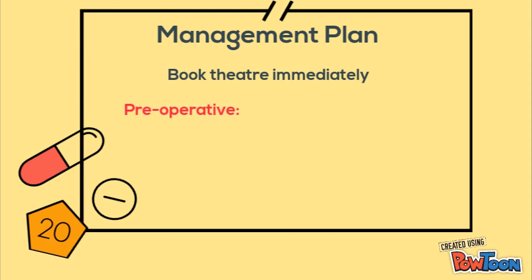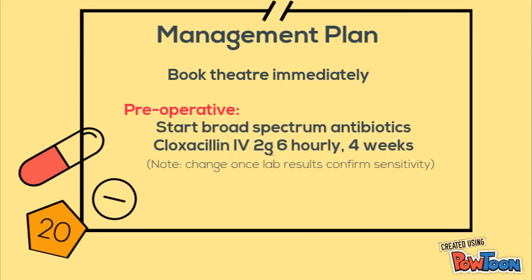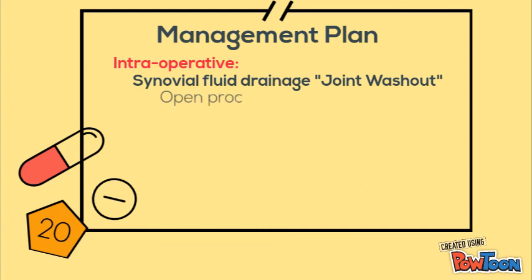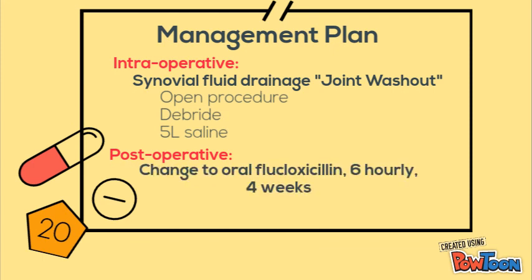Preoperative management includes the immediate commencement of cloxacillin, as irreversible damage occurs within hours. Ensure adequate analgesia and fluids, as children usually become dehydrated due to septicemia. Intraoperative management is an open procedure where the joint is washed out with at least 5 liters of warm saline. Post-operative management includes 2 weeks of IV antibiotics before a further 4 weeks of oral flucloxacillin. Physiotherapy here is important to regain range of motion in the affected joint.